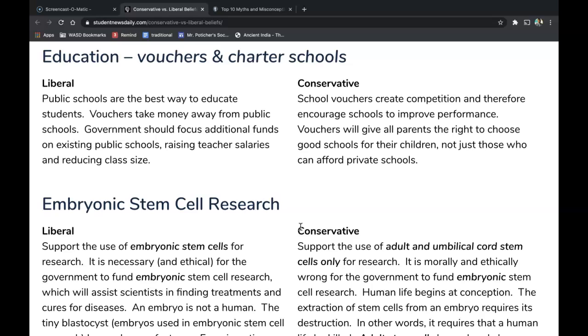Conservatives and Republicans would say that school vouchers create competition and therefore encourage schools to improve performance. Vouchers will give all parents the right to choose good schools for their children, not just those who can afford private schools.